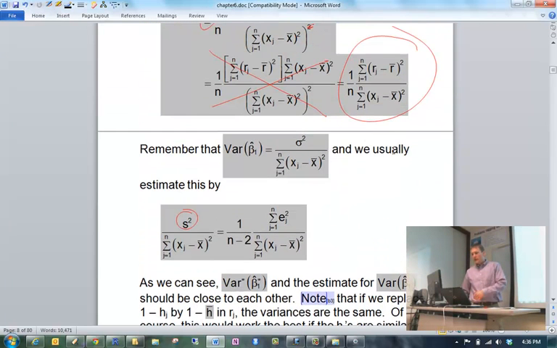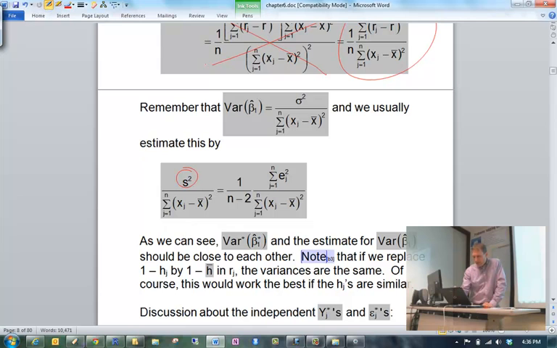So then the question is, or what you would hope, I should say, is that this bootstrap estimate of a variance is similar to how we would normally estimate the variance for beta hat 1. And in fact, they are close. They're not exactly the same, but they are close. But here's how you could make them exactly the same.